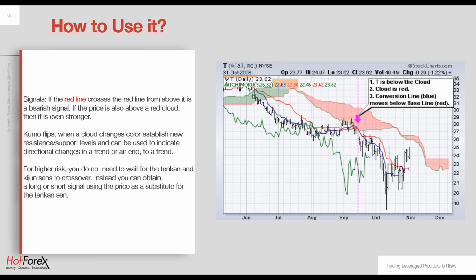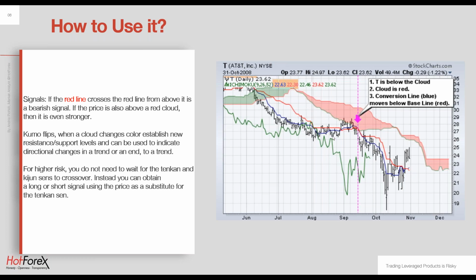Like here we had blue below the red, so we know that this is a bearish signal. But the cloud was green, so it could have been our entry point, but we had to put tighter target areas, for example, because it wasn't a very strong bearish signal. It was still a bearish signal, but a stronger bearish signal came once the cloud turned red and the blue line continued moving lower below the red line.